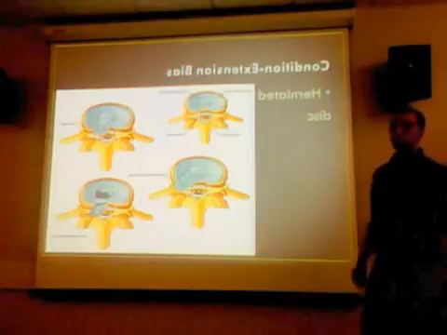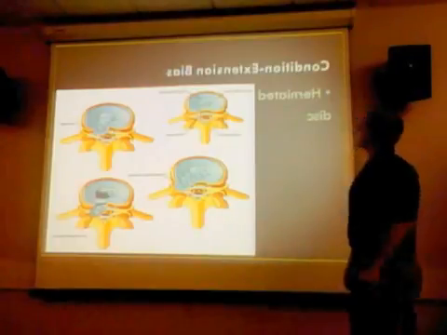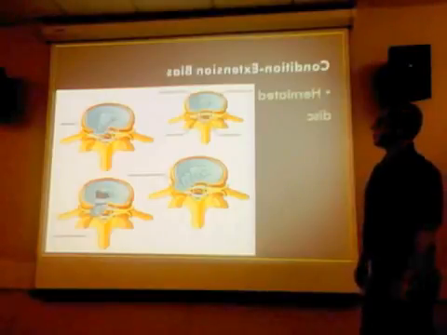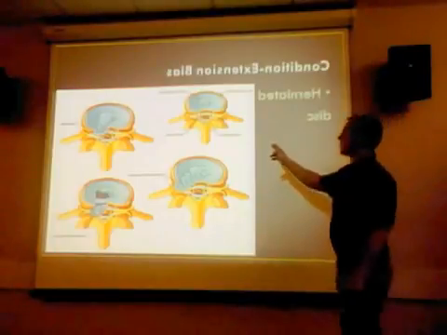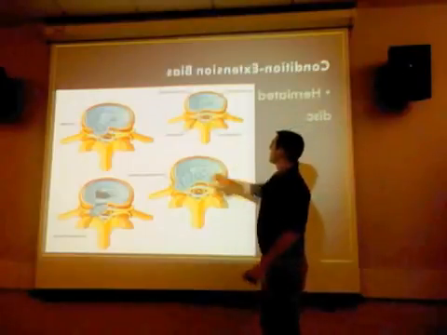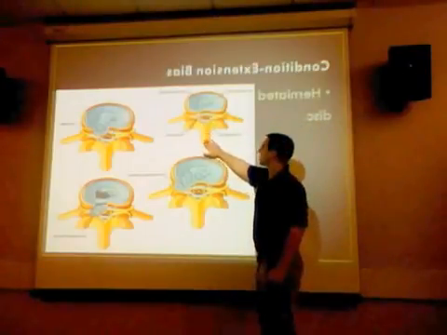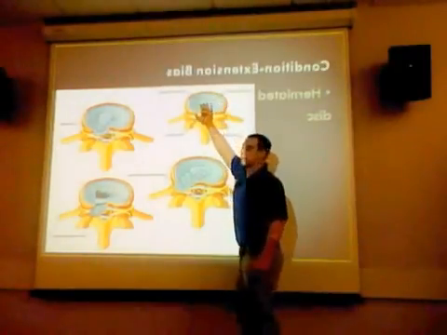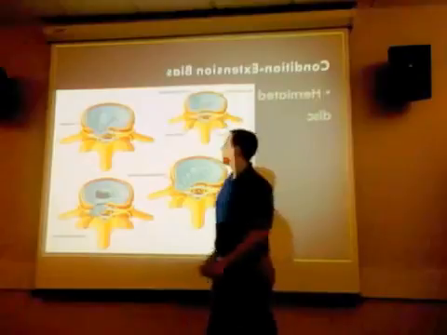Okay, moving on to the next group, we've got an extension bias. Herniated disc is a common problem. The first picture you see, this is a normal disc. We're looking at the vertebrae top down. So this is the posterior side, so this is where your back is right here. And this would be the front up top. And that's the disc area right here. And this is a normal picture.